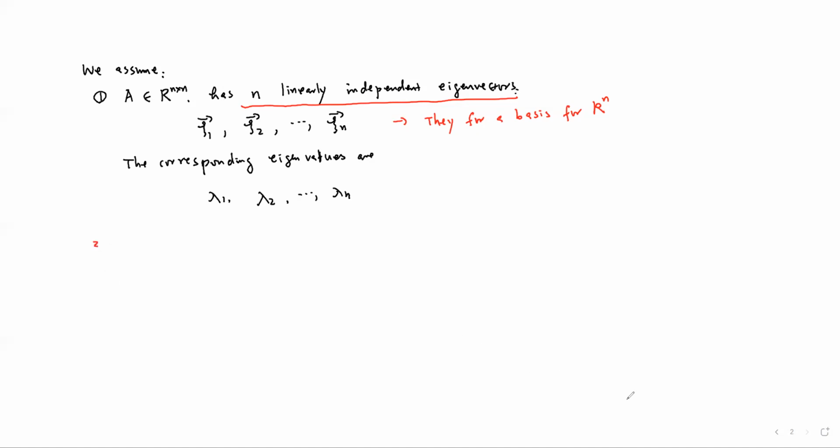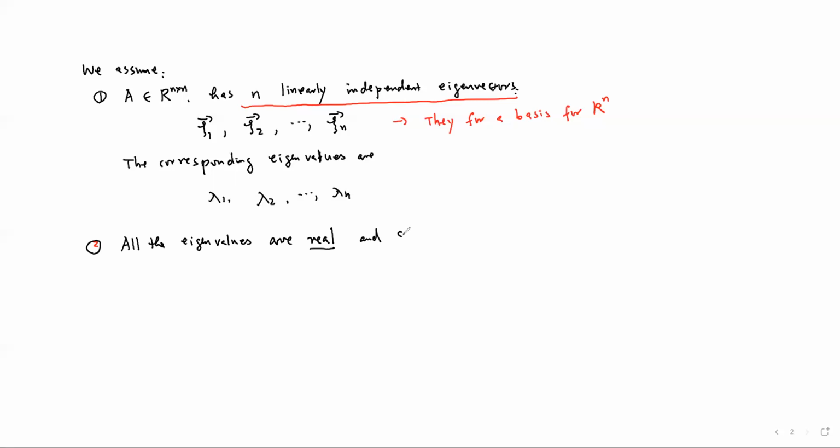Second assumption. All the eigenvalues, I denote them by lambda 1, lambda 2, lambda n. All eigenvalues are real numbers. In general, this is not true. A matrix's eigenvalues are usually complex numbers. But now, for simplicity, I assume them all are real.